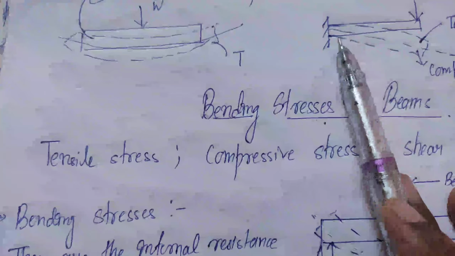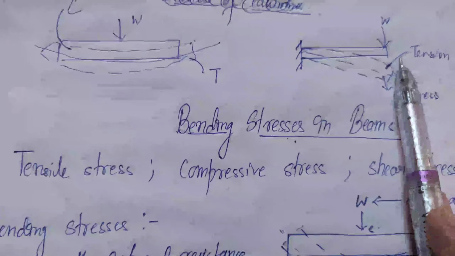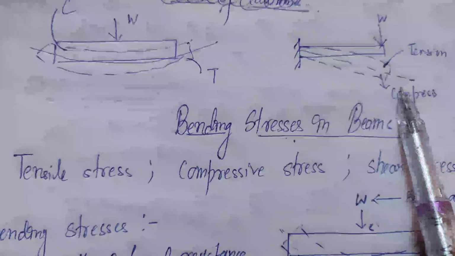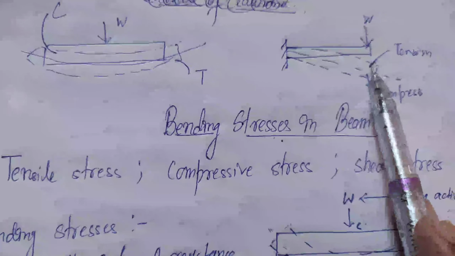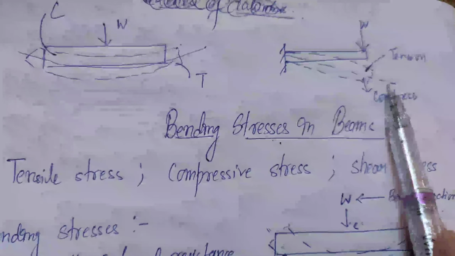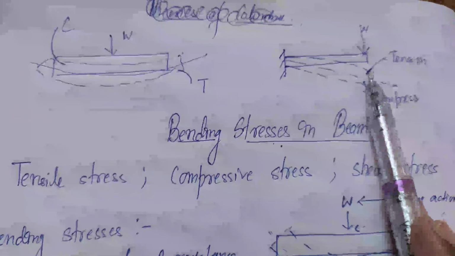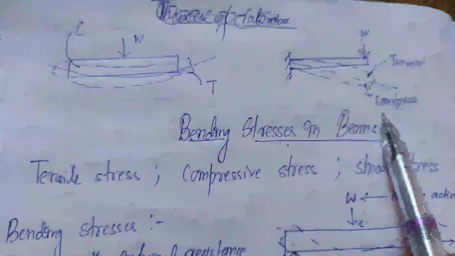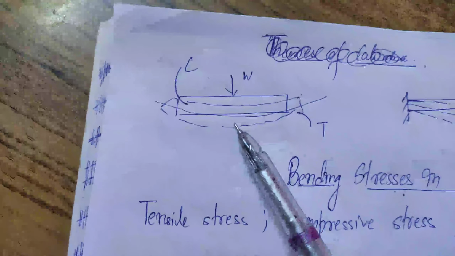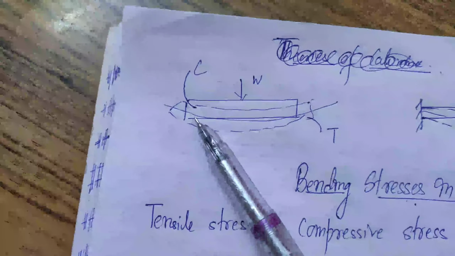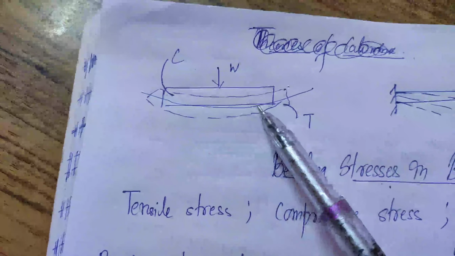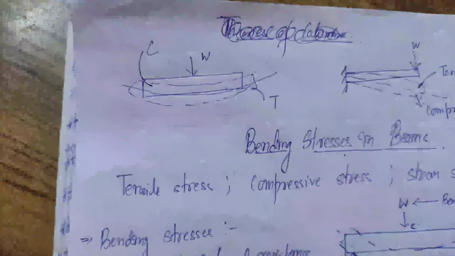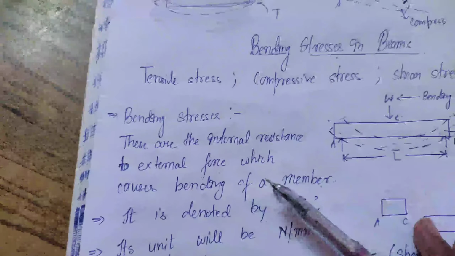Let's see more clearly. I have drawn it here. This is your cantilever beam, and it has deflected in a downward direction. This is the neutral axis. The layers above will be subjected to tension, and the layers below will be subjected to compression stress. And in a simply supported beam, the upper surfaces from the neutral axis will be subjected to compression, and the lower part will be subjected to tension. So, understood what bending stresses are?